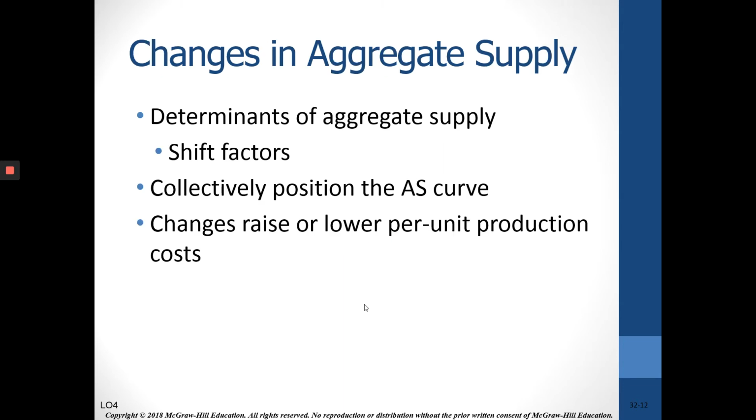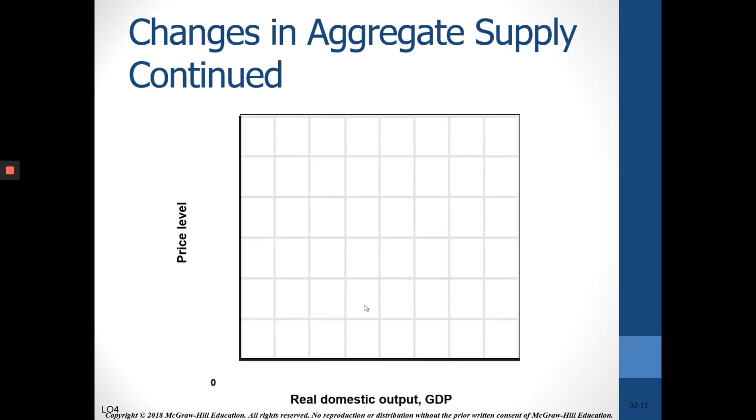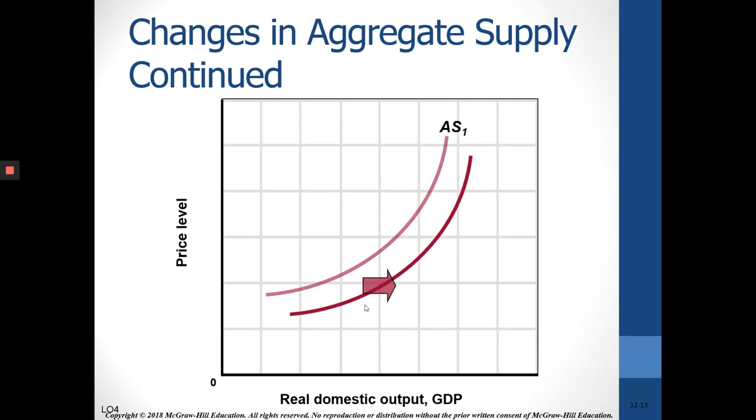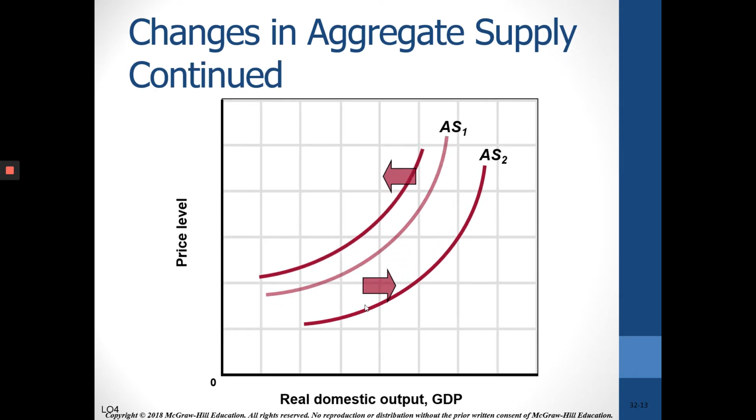And what can shift it? Determinants of aggregate supply. Again, these are on the green box on page 645. Shifters of the aggregate supply curve that either increase it to the right, decrease it to the left. Let's look at increases, move the curve to the right, again, decreases to the left.